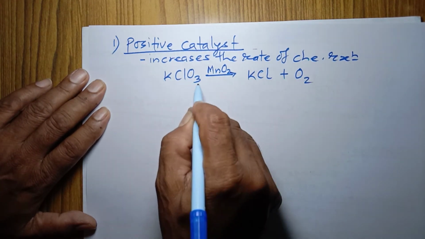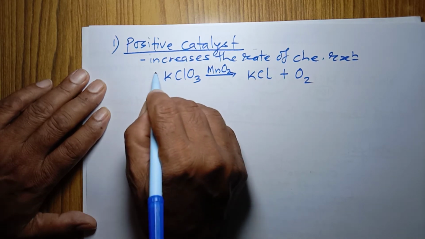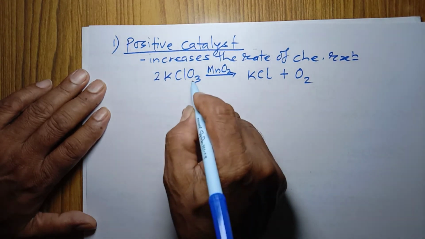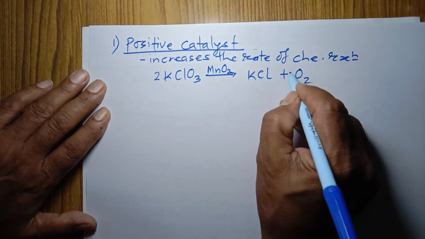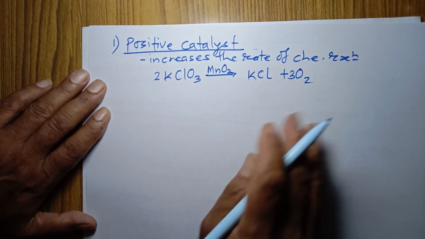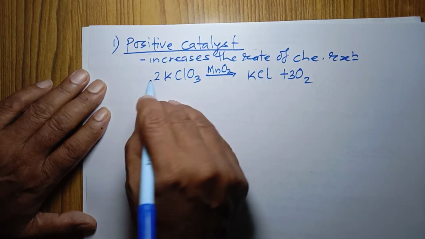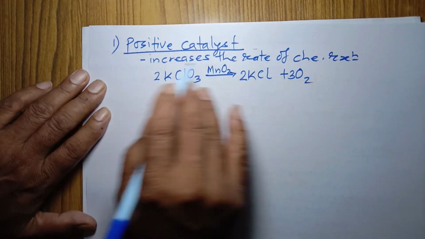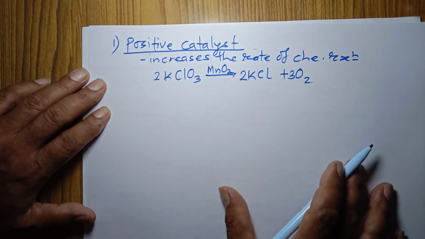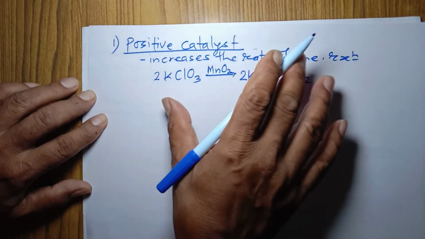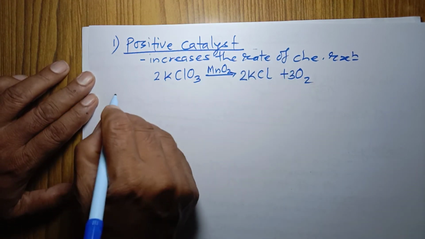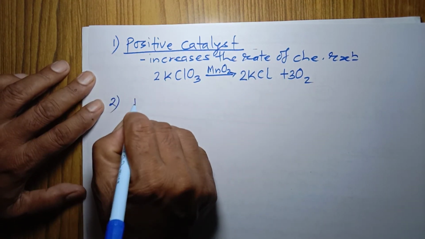This reaction can be balanced this way. Oxygen here is 2, here it is 3. It's an odd number. We have to convert odd into even. 3 times 2 is 6 oxygen. Now if we take 3 here, both sides are balanced. Chlorine is 1 here, 2 there. If we take 2 here, it is balanced on both sides. Potassium 2, potassium 2. Okay. This is an example of a positive catalyst. Now let's talk about negative catalyst also.